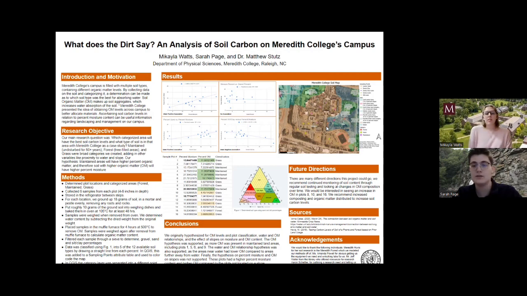So we originally had a few series of hypotheses. We thought that the OM levels, so organic matter, and plot classifications, we thought that the water and organic matter relationships, and we also thought that there would be a relationship between the effect of slope on moisture and OM content. So we had those different groupings of relationships.